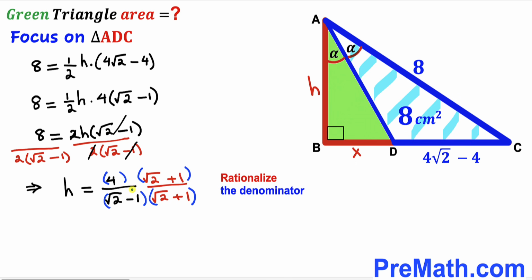Now let's focus on the denominators. Let's recall this famous identity: a minus b times a plus b equals a squared minus b squared. In other words, the product of the difference and the sum is always equal to the difference of the squares. We are going to apply this identity at the denominator.